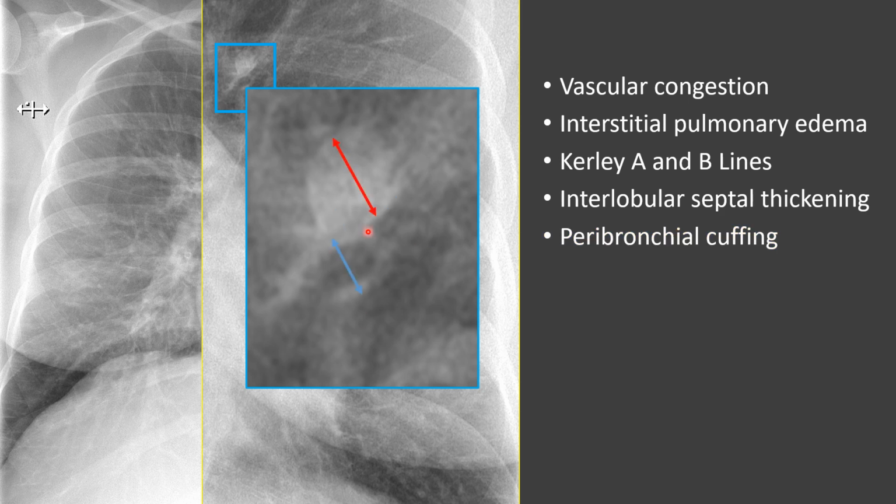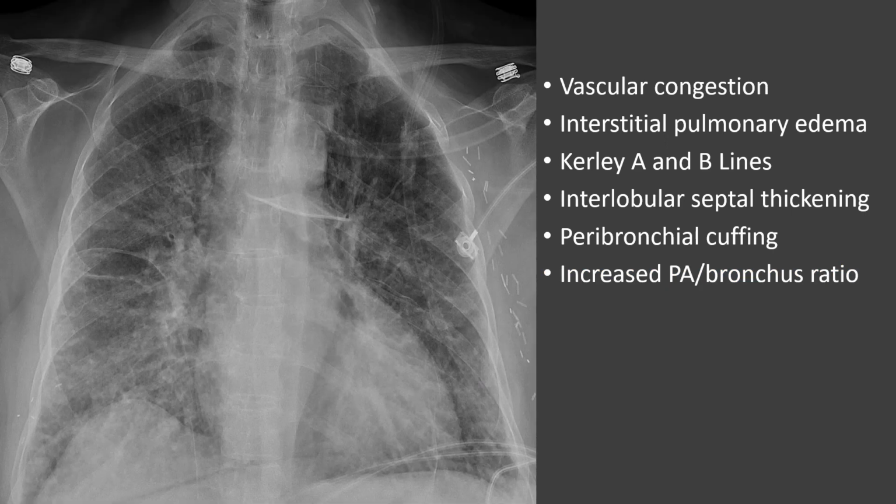In addition, what we notice is that the vessel, the artery adjacent to the airway, has increased in size. Normally these are around 1 to 1. You can see that this is much larger than 1 to 1. And this is another sign that there's backing up of fluid and elevated pulmonary pressure. So this is what we say is an increased pulmonary artery to bronchus ratio.